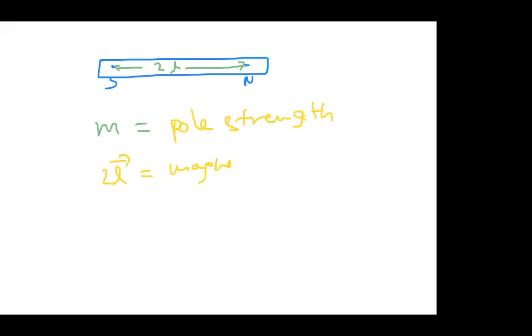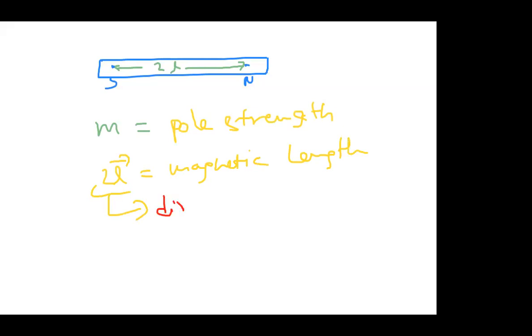Here, if we observe any magnet, I am calling this a bar magnet, we have two poles, south pole and north pole, and the length between the south pole and the north pole is called the magnetic length. Here each one has a pole strength, small m. Small m is called pole strength, I told. And 2L bar is the magnetic length. Magnetic length is a vector quantity.